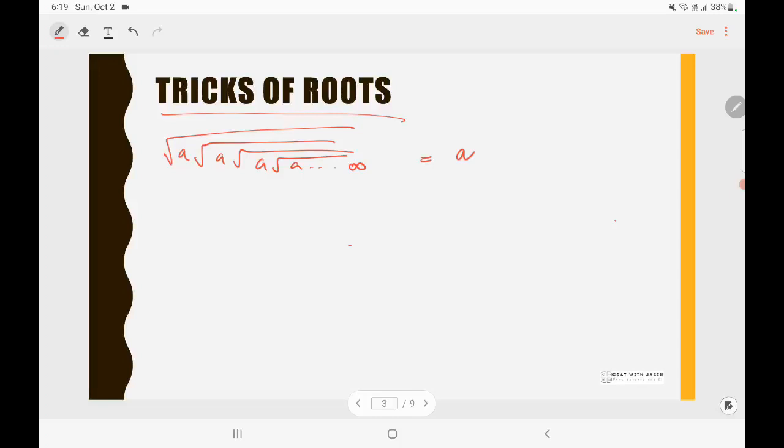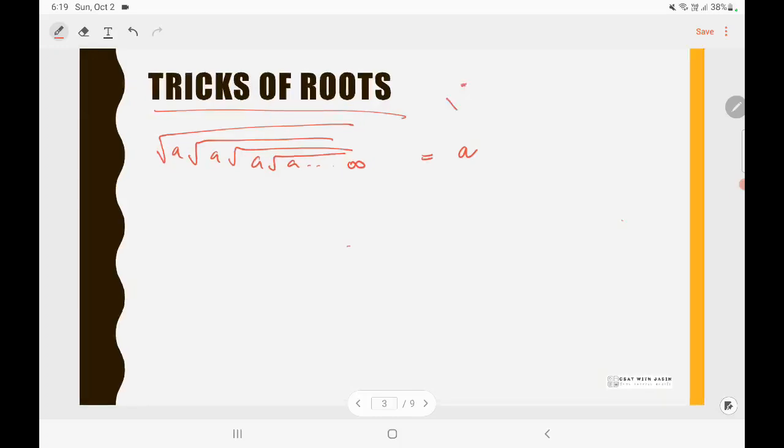So if you are given a question like what is the value of root of 5 into root of 5 into root of 5 into root of 5 till infinity, then this is equal to 5 itself.